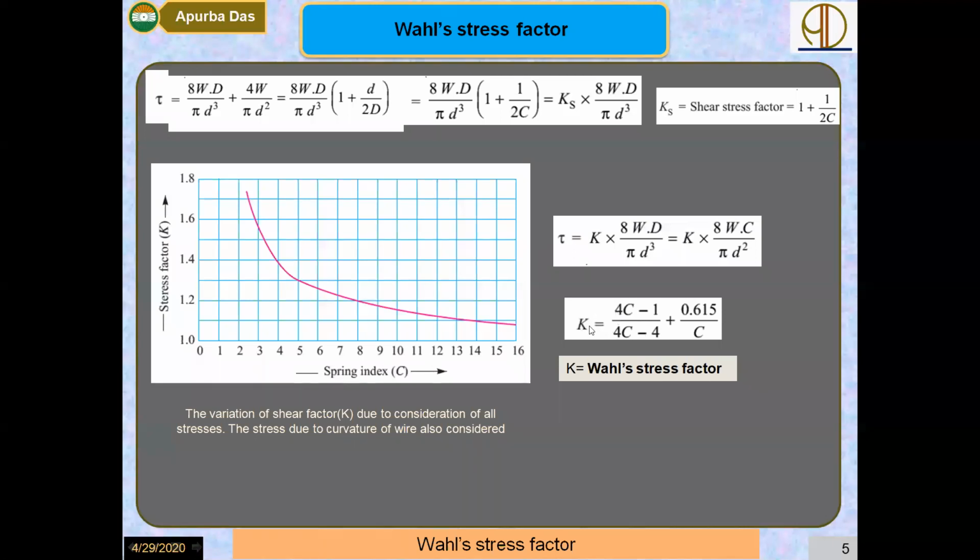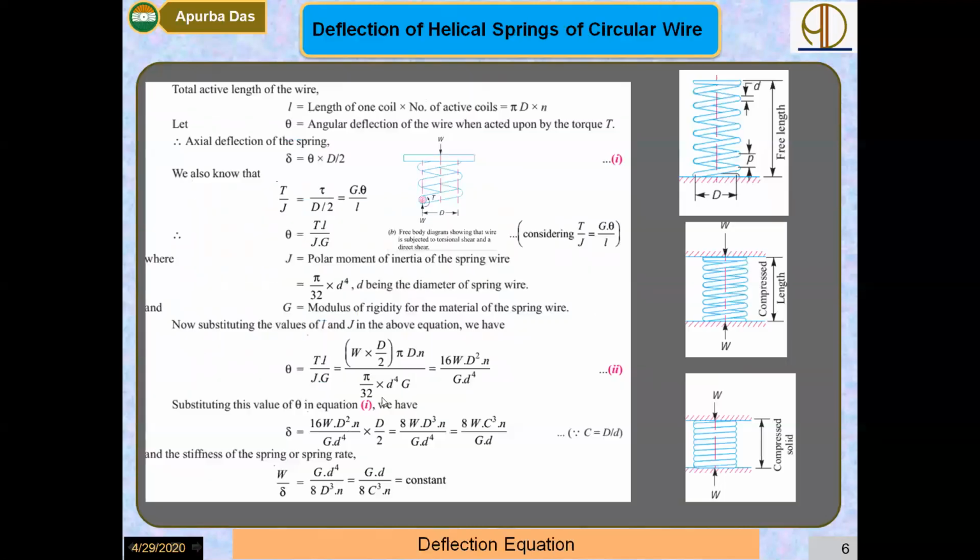It is governed by this equation: K is equal to (4C minus 1) divided by (4C minus 4) plus 0.615 by C. C is nothing but the spring index, that is capital D by small d. Whenever we solve the stress induced in the spring, we take this K and put tau is equal to K into 8WC by pi d cube, and K we can determine from this formula. So this is used for the actual reality case.